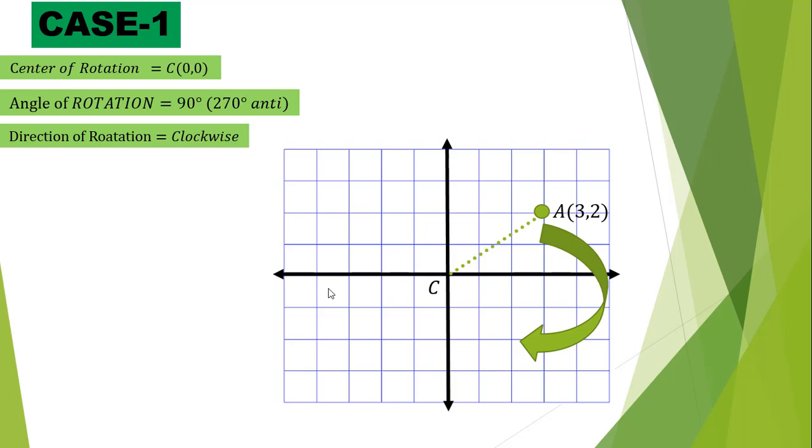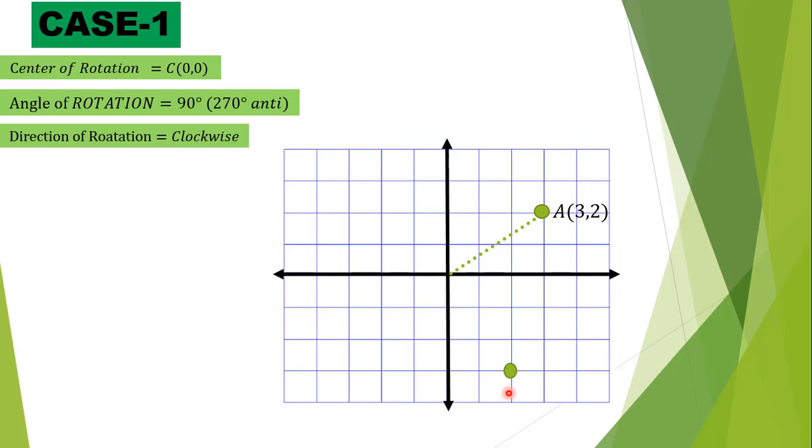We have to consider the distance of this point A, how far it is from the center. Its image will be at the same distance from the center, but at an angle of 90 degrees from C. So the angle between CA and CA dash must be equal to 90 degrees, with the length of CA equal to the length of CA dash. And the angle between them should be equal to 90 degrees. So students, this should be the image of the point A when it is rotated 90 degrees in the clockwise direction.